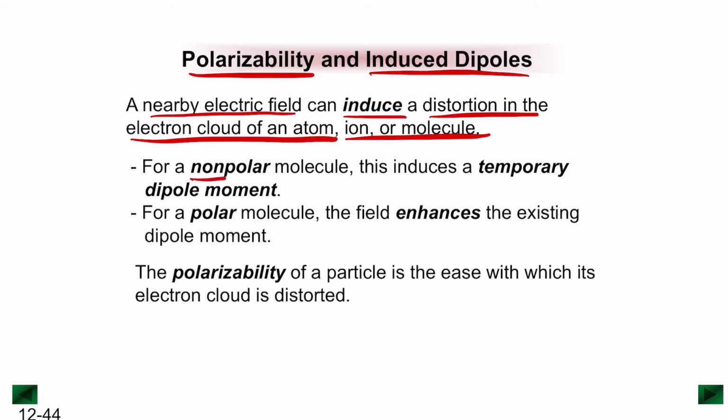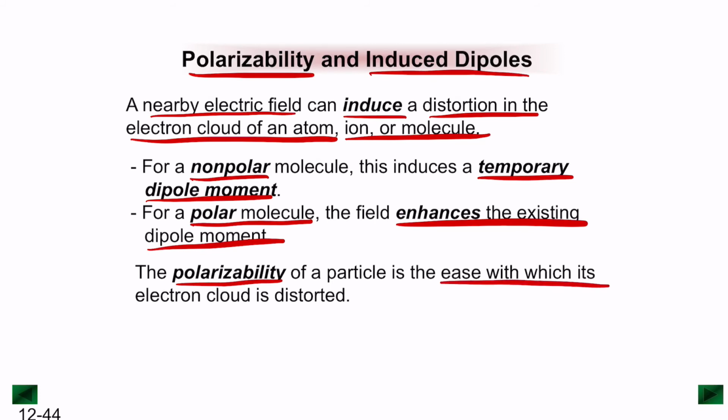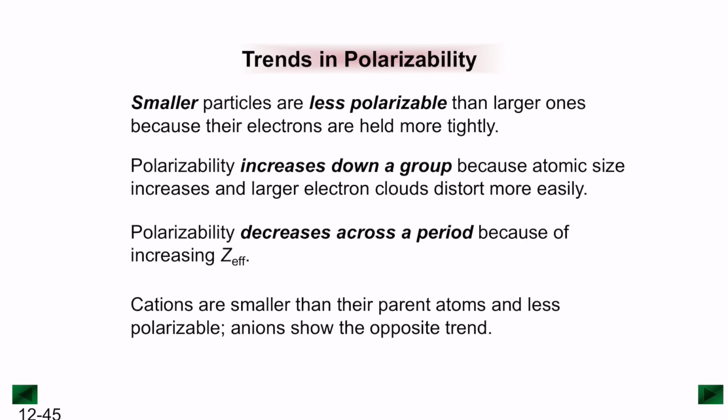When you have a non-polar molecule, it induces a temporary dipole, and for a polar molecule, the field enhances the existing dipole moment. The polarizability of a particle is the ease with which its electron cloud is distorted, whether it is easily distorted or requires a lot more energy. So what are the trends in polarizability? Smaller particles are less polarizable than larger ones, because their electron clouds are held more tightly.